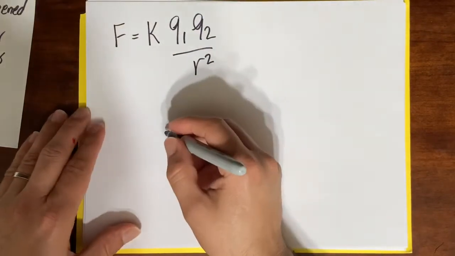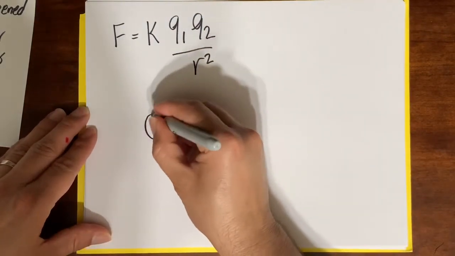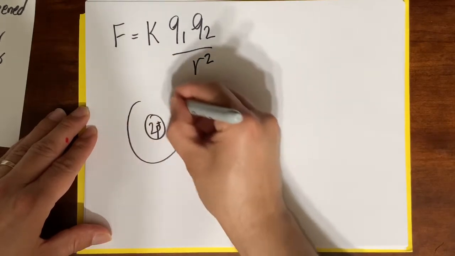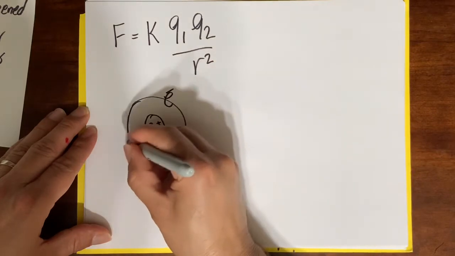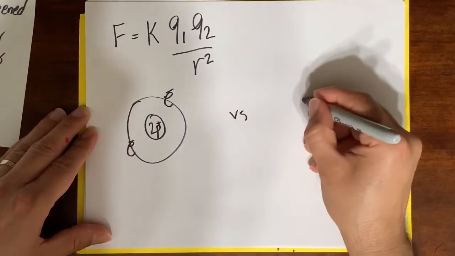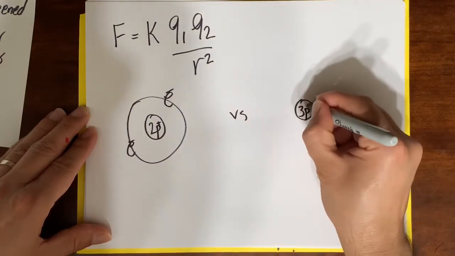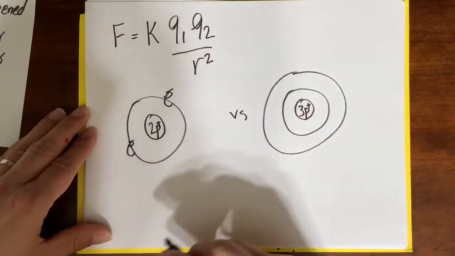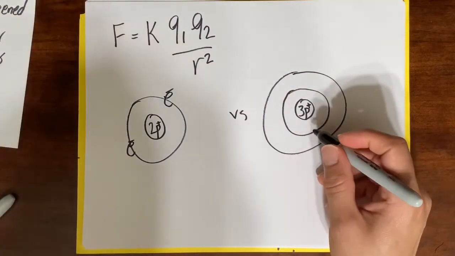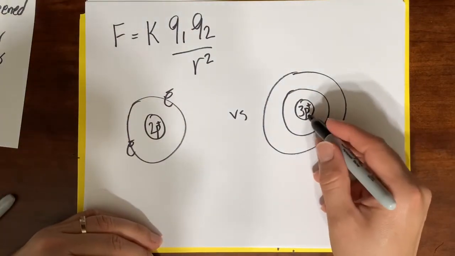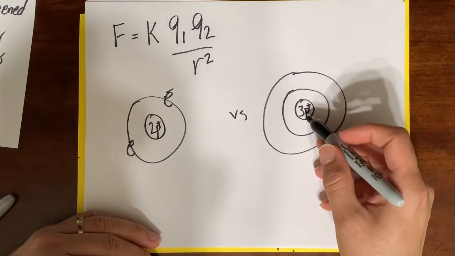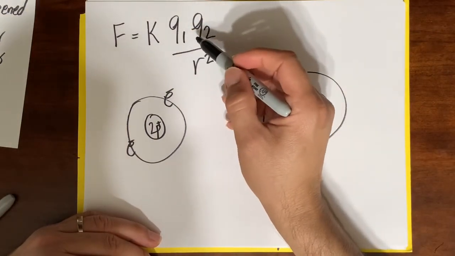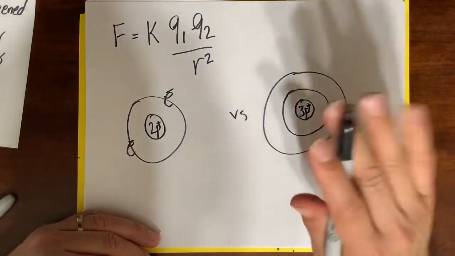So if you have a nucleus that has +2 charge versus a nucleus that is +3, in that case, the one that has the higher number of protons is going to apply more force to the electrons. And this is true.